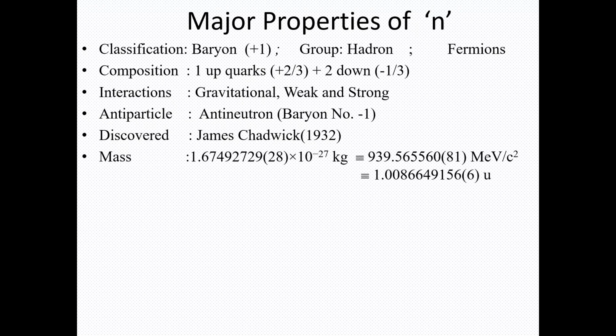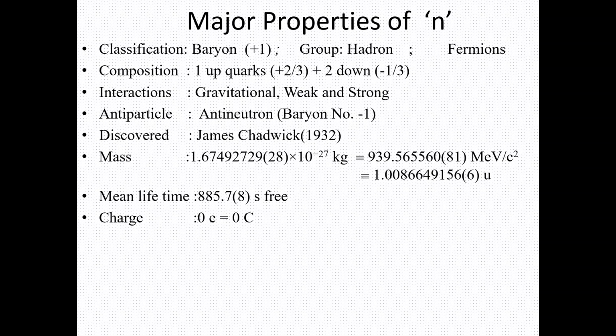The mass of the neutron is almost the same as that of the proton and is equal to 1.67 into 10 raised to the power minus 27 kg, that is equal to 931.5 mega electron volt per c square, which is equal to 1.00866 atomic mass unit. The mean lifetime of the neutron is equal to 885.7 seconds. For this duration it is free; after that it decays into a proton.